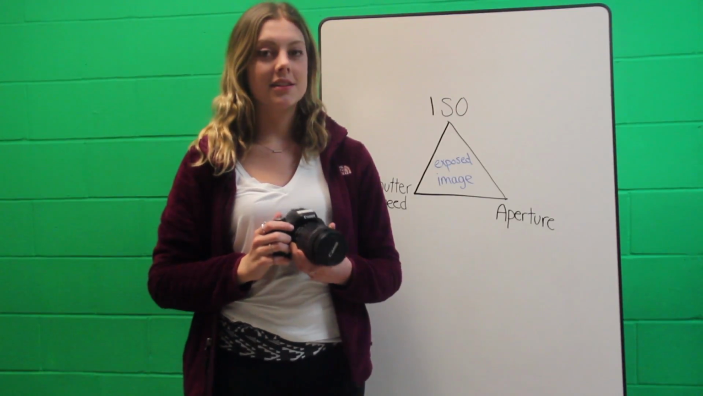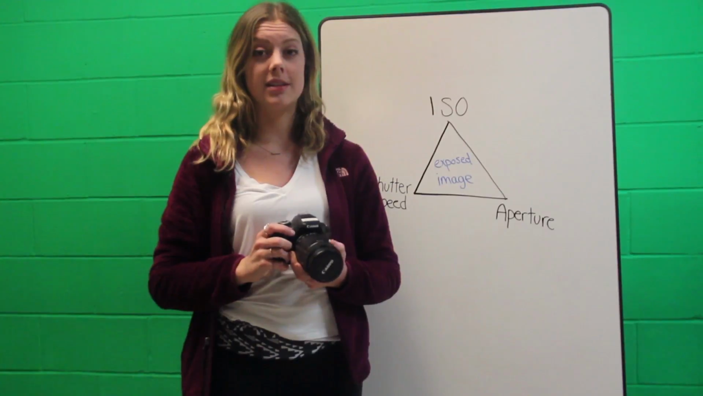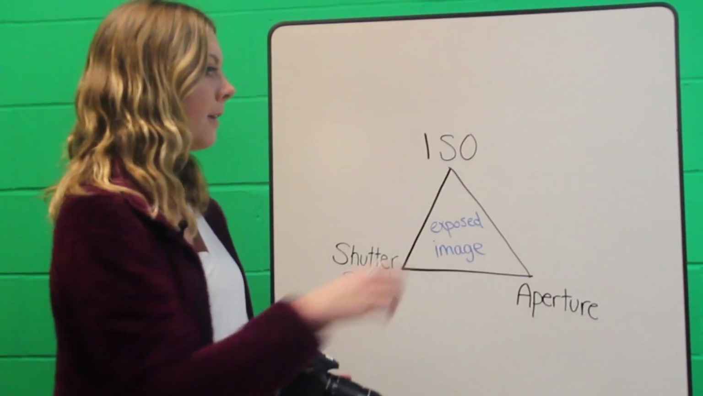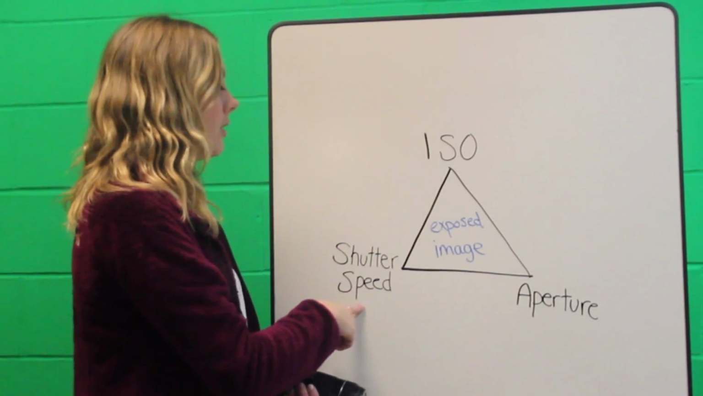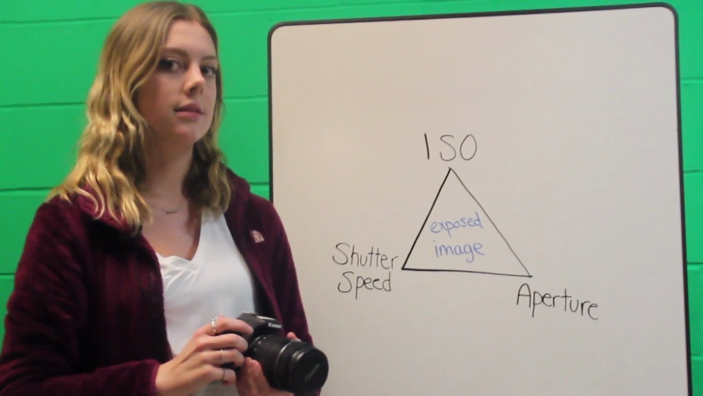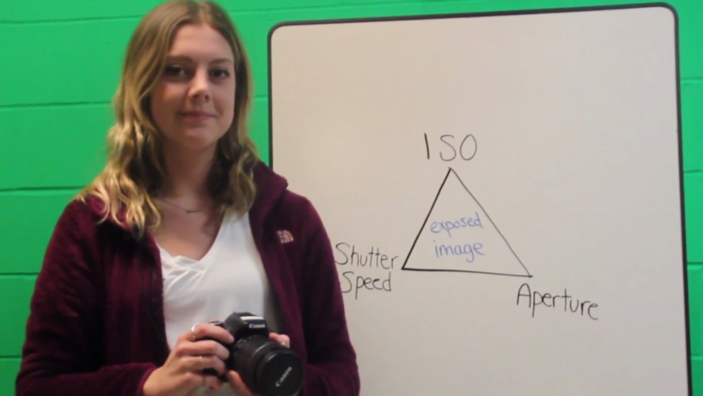I'm Sarah. Today I'm going to show you guys how to properly expose your image when shooting with a DSLR. There are three parts to a properly exposed image. First is ISO, second is aperture, third is shutter speed. These three features all need to be set correctly in order to create a properly exposed image.